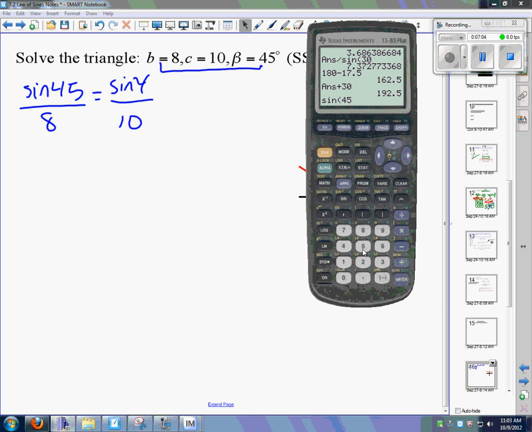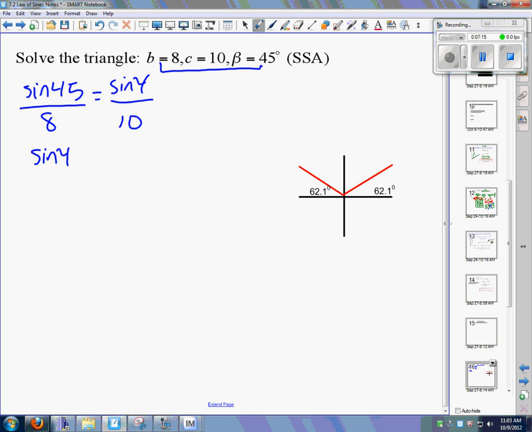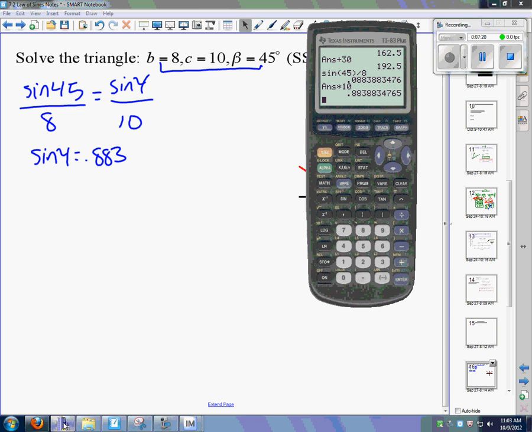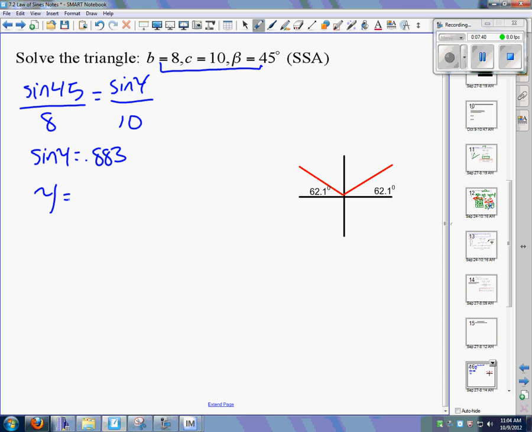So sine of 45 divided by 8, multiply across by 10. Okay, so sine of lambda is 0.883. So we need to inverse this to figure out where the sine has that value. Second inverse, you can use that shortcut, is 62.1 degrees. Now I don't want you guys to round too much here because it's going to affect your answers as you're finding these next three. So do try and keep a decimal place or two. So we'll call this 62.1 degrees.